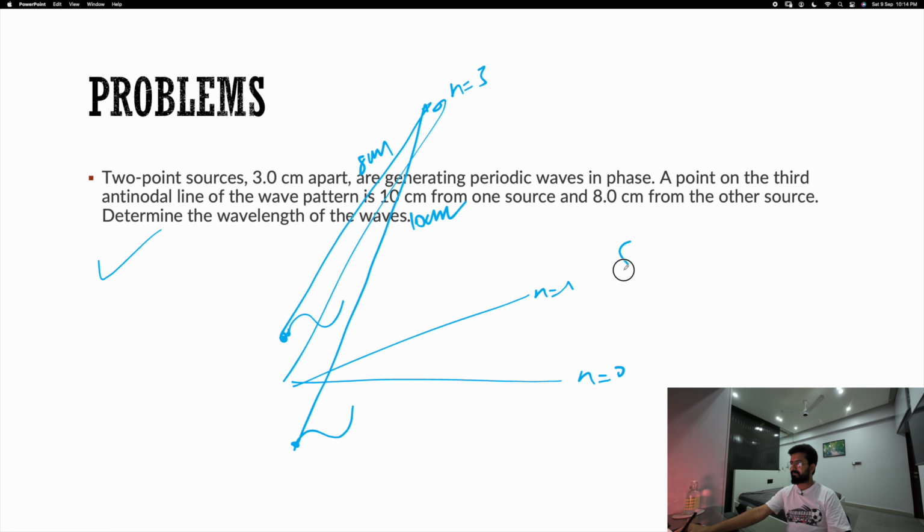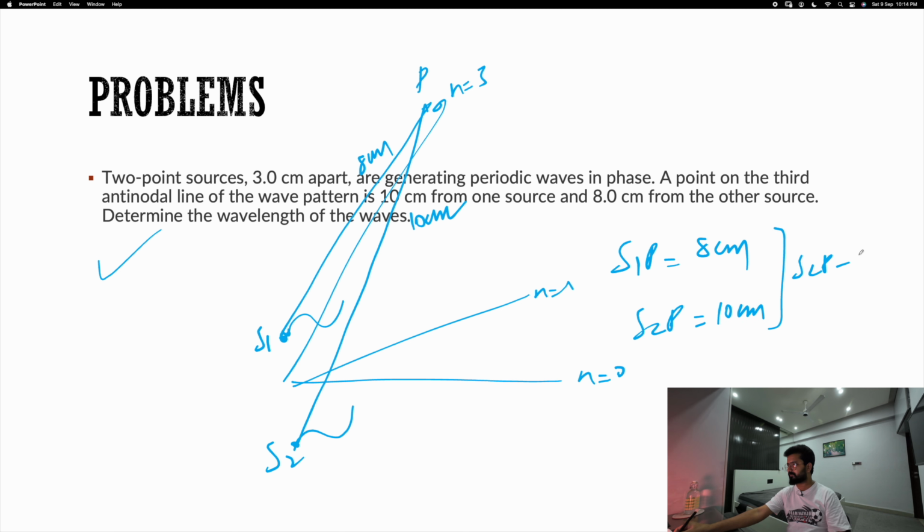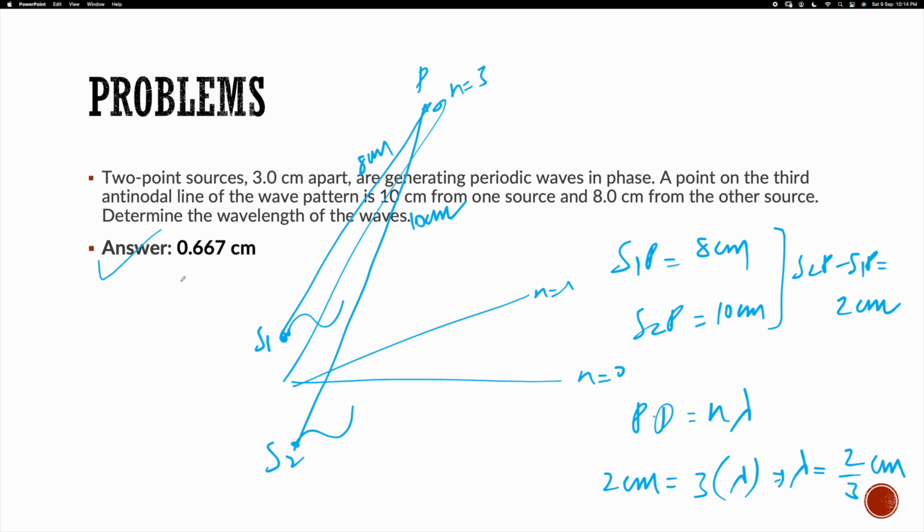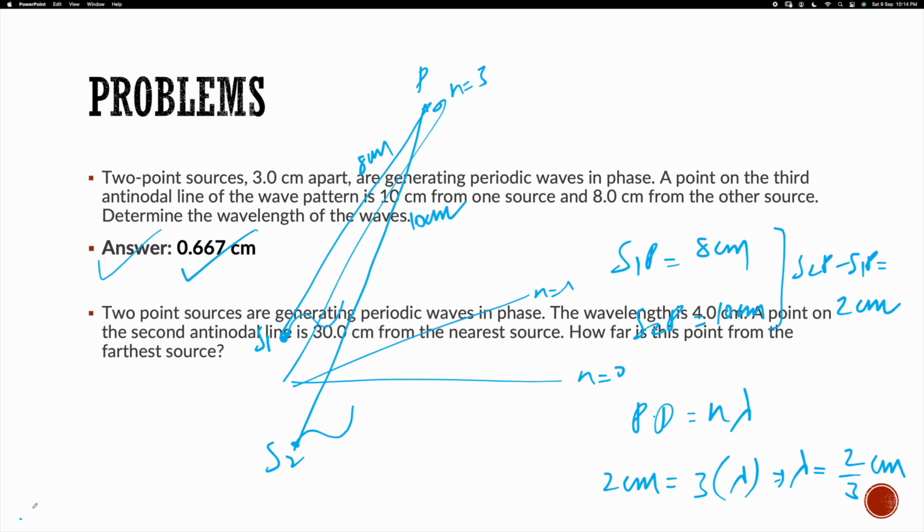Okay, so let's call this S1, that point P. So S1P is 8 centimeters, whereas S2P is 10 centimeters. That gives you the path difference, because S2P minus S1P is called path difference, which is 2 centimeters. Since it is an antinodal line, the path difference must be equal to an integral multiple of lambda. So path difference is 2 centimeters, which must be equal to n equals 3 times lambda. So that implies lambda equals 2 by 3 centimeters. If you simplify this, you must get 0.667 centimeters. Okay, next question.